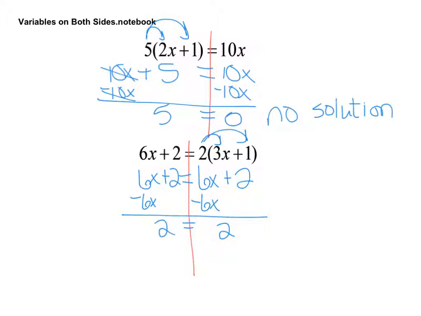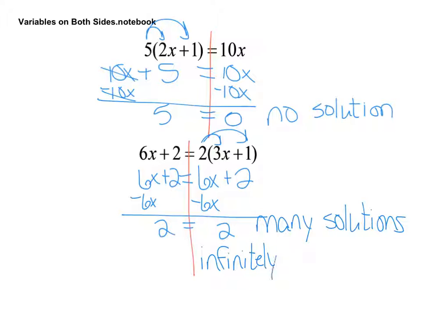So if you get something that's always a true statement, you can answer this a couple of ways. You might see the answer many solutions, meaning there's a bunch of things I could plug in for x and it work, or you might see the fancier sounding infinitely many solutions.